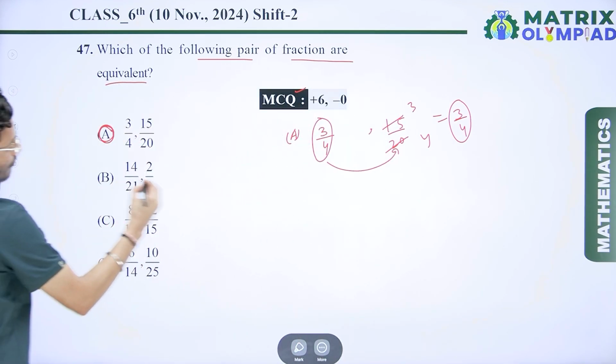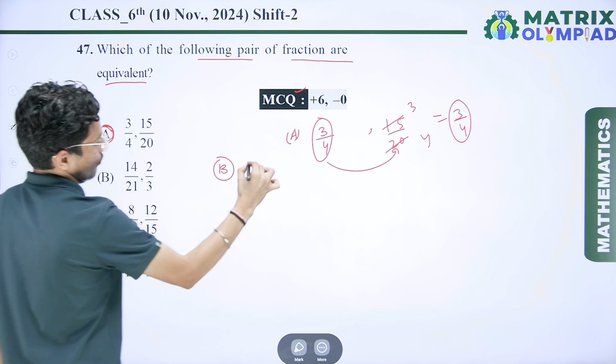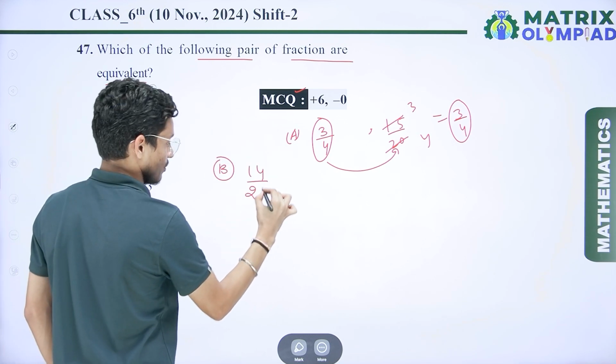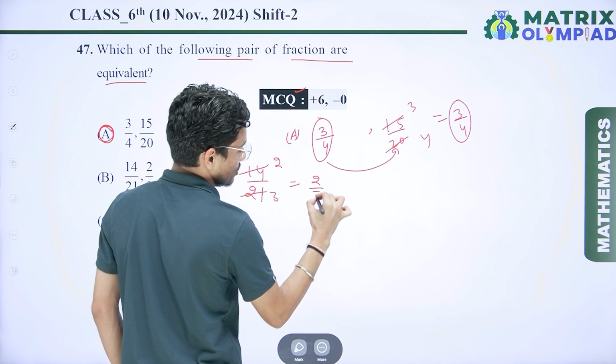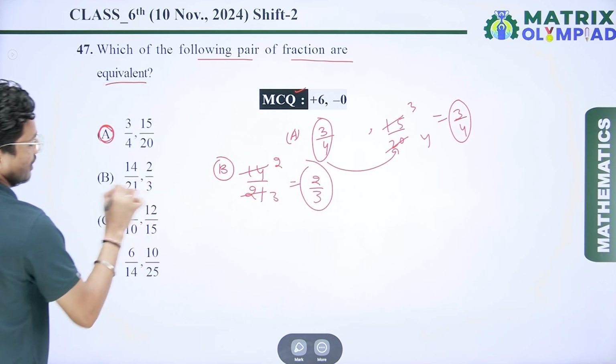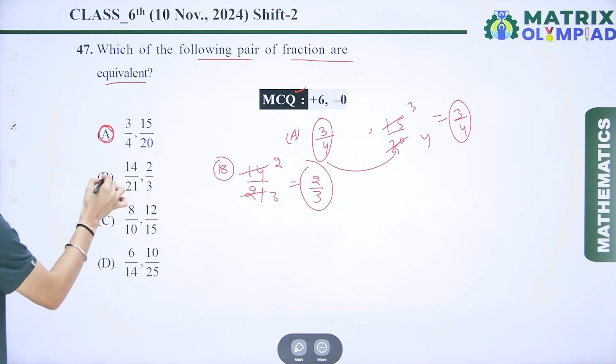Now if I talk about B, we have been given 14 upon 21. So 7 2s are 14 and 7 3s are 21. It means the simplest form of this fraction is 2 upon 3, and we can say that this is the equivalent fraction.